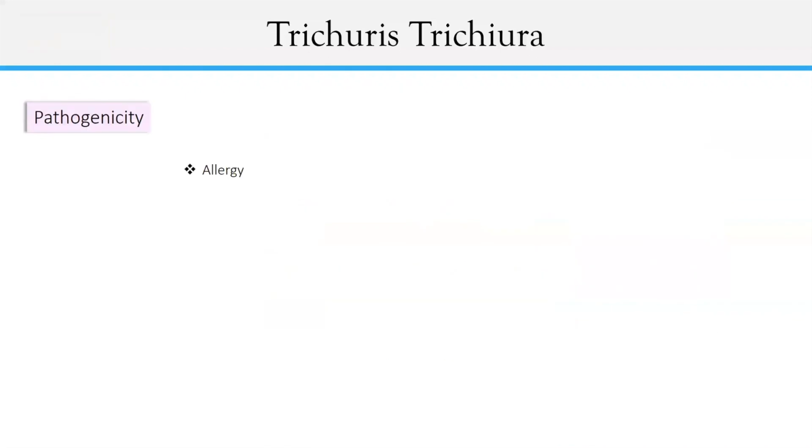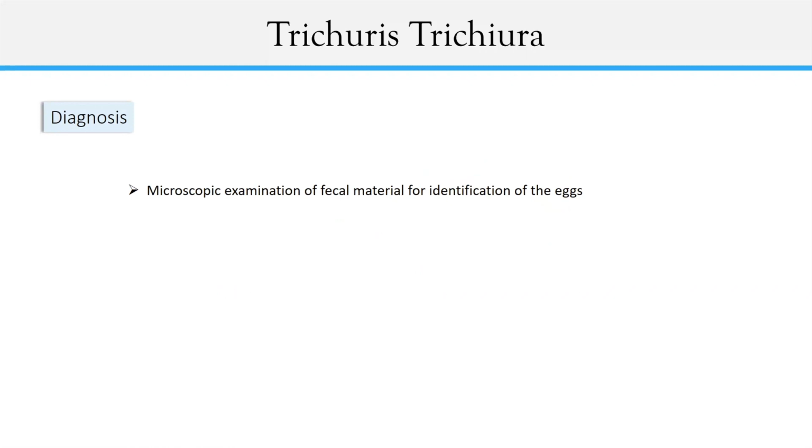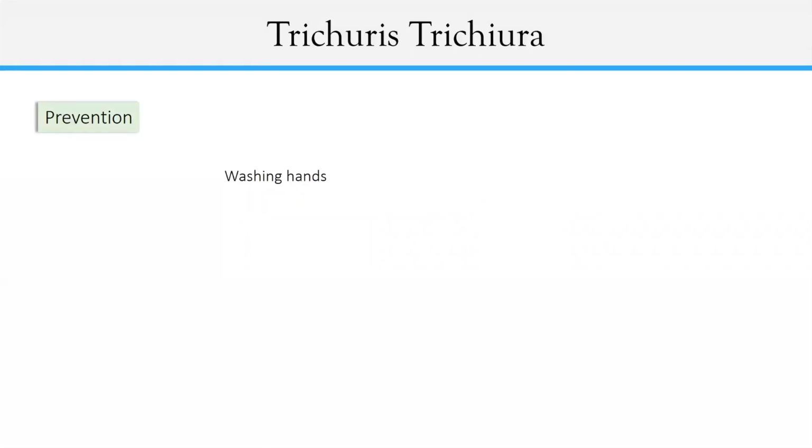Pathogenicity of Trichuris trichiura is associated with allergy, toxic damage, mechanical injury. And for the intestine, there may be abdominal pain, appendicitis, chronic intestinal bleeding, and even anemia. In order to diagnose Trichuris trichiura, microscopic examination of fecal material for identification of the eggs should be performed, and to prevent it, it is important again to wash hands, to wash fruits and vegetables, to boil the water.